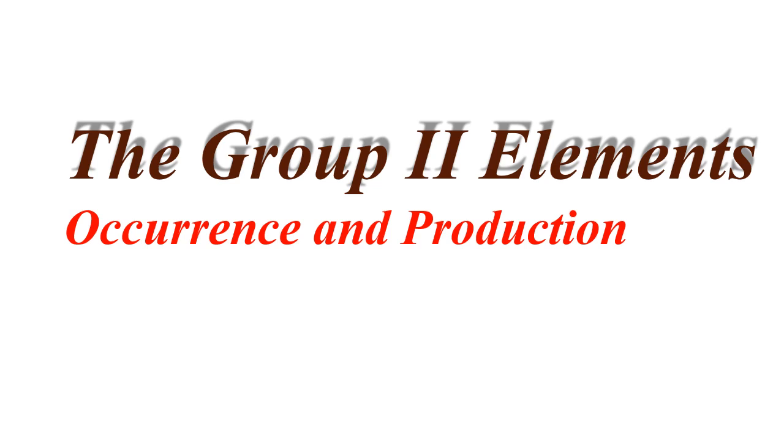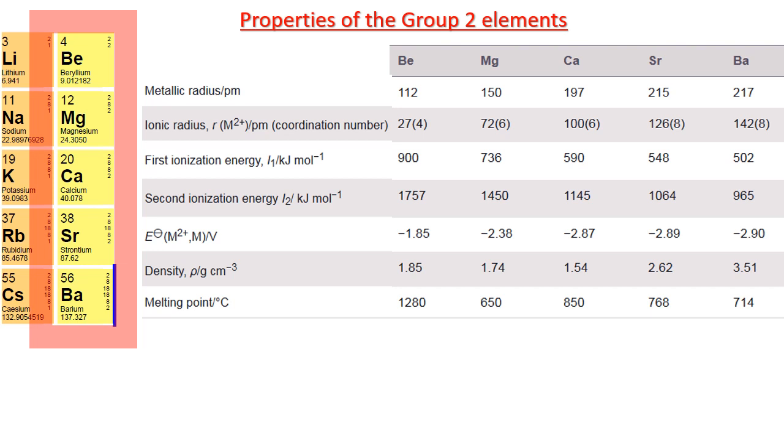We are starting second group elements from beryllium to barium. Let's look at their occurrence and production first. So main properties of group 2 elements.